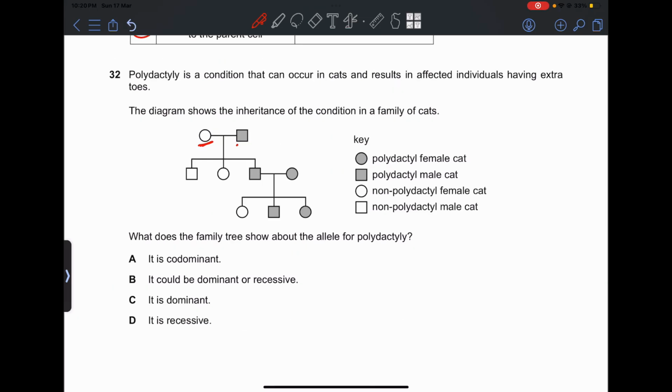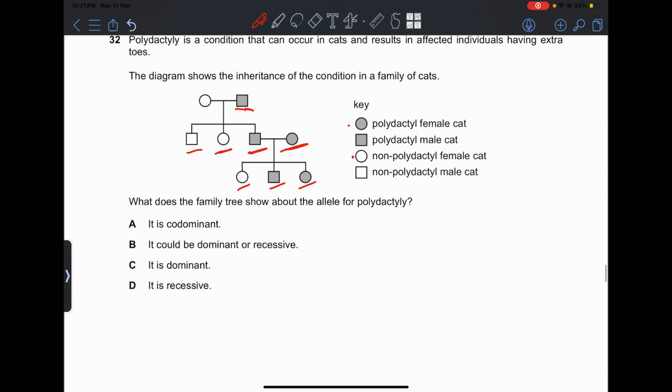32. Polydactyly is a condition that can occur in cats and results in affected individuals having extra toes. The diagram shows the inheritance of the condition in a family of cats. If it's a circle, that means it's a female, and if it's shaded, it has the condition, and if it's a square, it's a male, of course. So a female cat who does not have the condition has a male cat that has the condition. It resulted in two cats that do not have the condition and another two that have the condition. And their children, two of them had the condition and one didn't. So this means that the condition is actually dominant, because it is found in most of the cats.